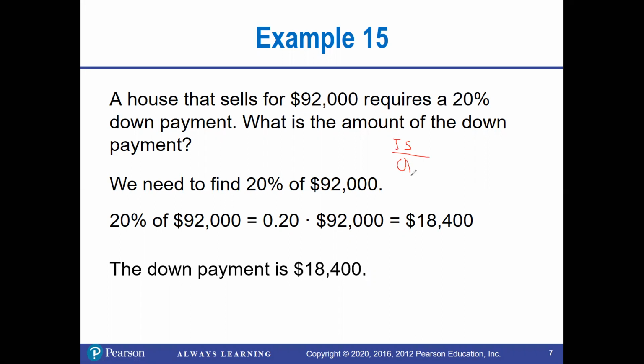Now another way of dealing with this is what we used to call "is over of": is over of is equal to percent over 100. So the percent over 100 is 20 over 100, and you want 20% of 92,000. Anything that follows the word "of" is always going to be on the bottom. So 92,000 on the bottom and X on top, then cross multiply and divide. You still end up with that number. So that's another way of dealing with things.